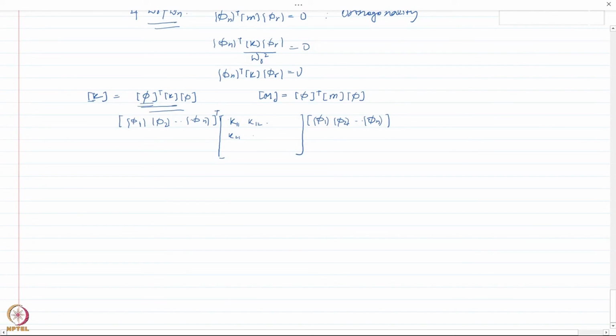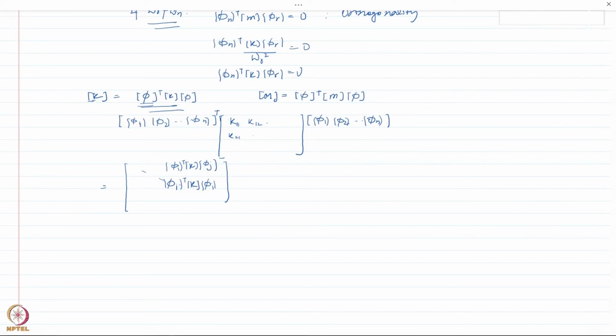Now if I multiply these elements here, what you will see is that for any ith jth term, what I will get is phi i transpose times the matrix K times phi j. So this is any ith jth term. Now if it is the diagonal term, then I can write it as phi i transpose K phi i, and any off-diagonal term I can write as phi i transpose K phi j, where i is not equal to j.